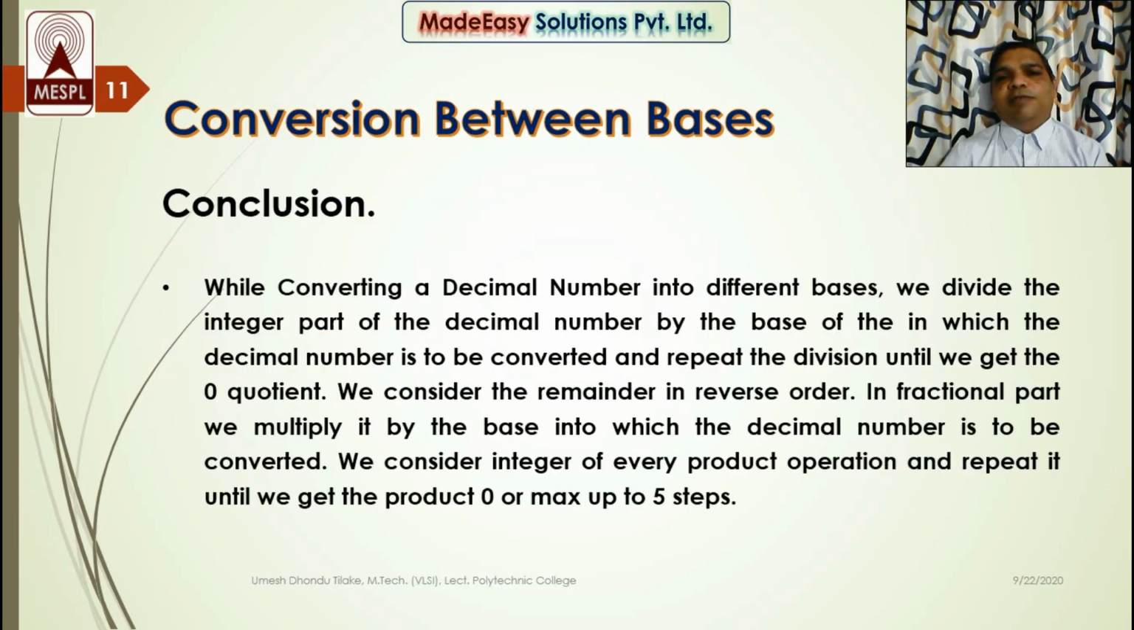So this is our conclusion, that I have already told you a minute before, that we divide the integer part of the decimal number by the base of the number system in which we need to convert the decimal number, and continue the division until we get the quotient as 0. We consider the remainders in reverse order. While considering the fractional part of a decimal number, we multiply the fractional part by the base of the number system in which the number is to be converted, and consider the integer part of the products in forward order, and continue the multiplication until we get the multiplicand as 0. So I hope the conversion of the decimal number system into other bases is very clear to you.